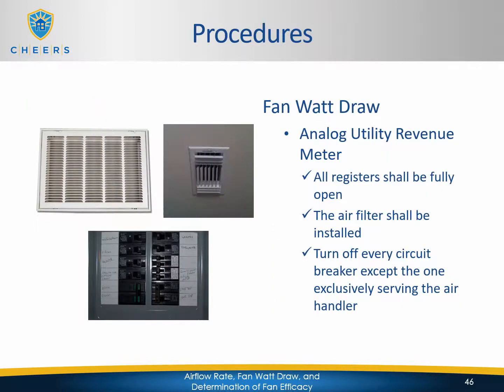If you're going to be measuring the watt draw from the analog utility revenue meter, this is the setup. So all the registers again shall be fully open. The air filter shall be installed. You then want to go to the breaker panel and turn off every circuit breaker except for the one exclusively serving the air handler. So everything should be turned off except for the main, obviously, and the one connected to the air handler.